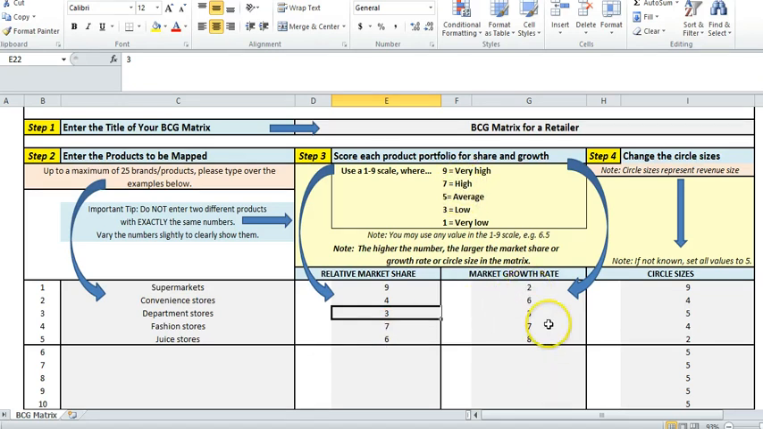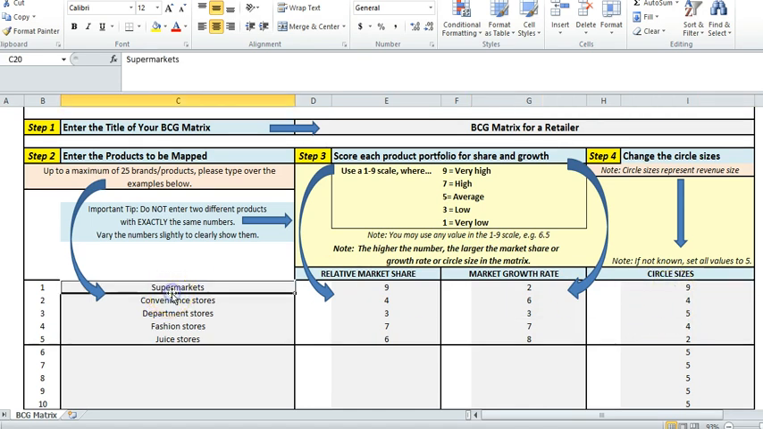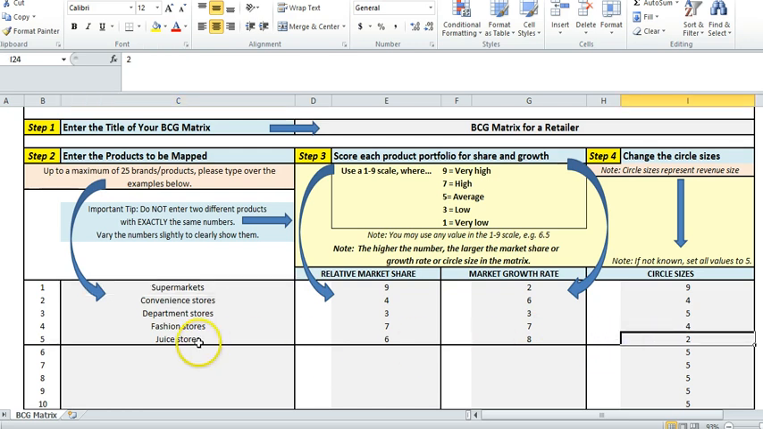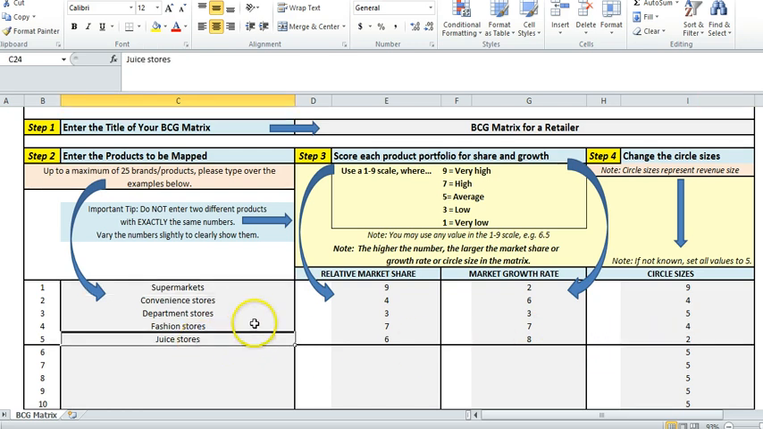Then I've gone through and done the same thing for market growth rate, and I've just put in some numbers. Juice stores I've got as very high growth, and supermarkets and department stores I've got as fairly low growth. And then I've changed the circles, 9 being the largest, which represents their biggest business, and 2 being the smallest, representing their smallest business.